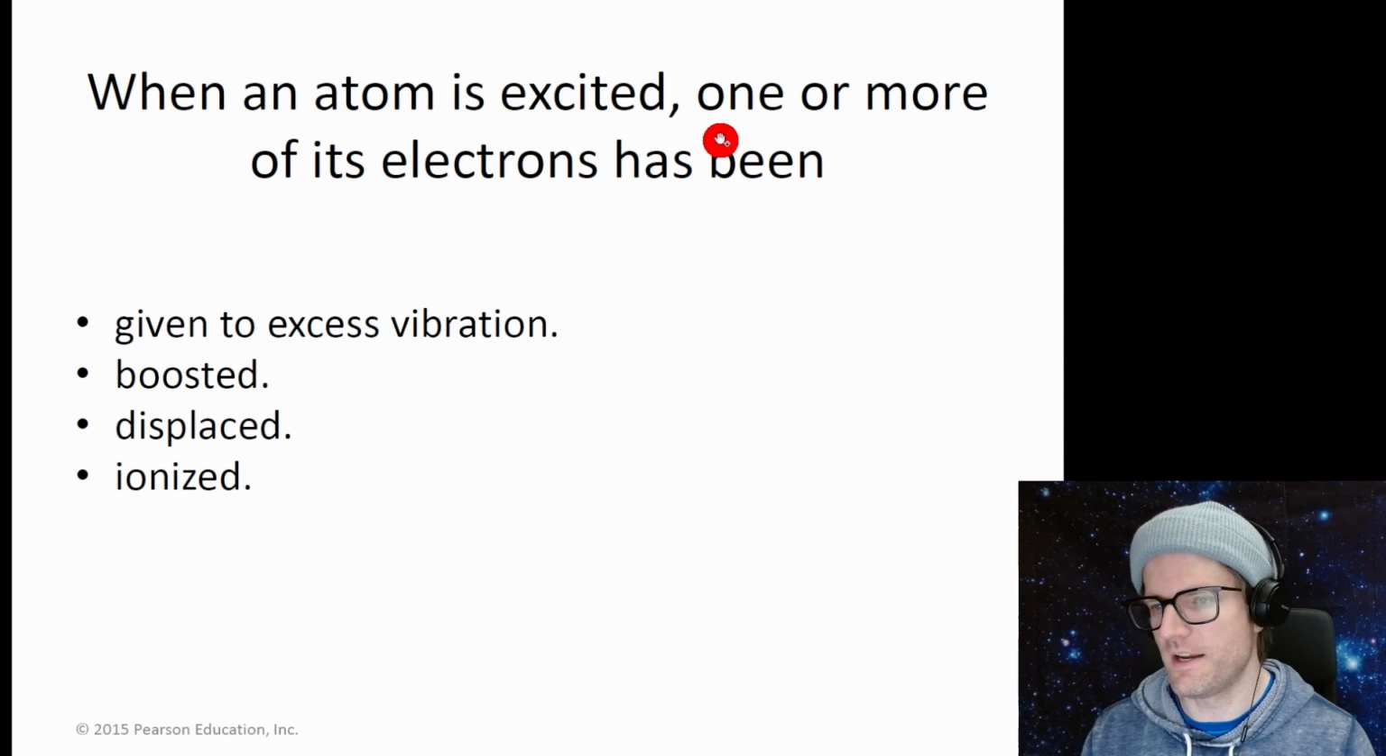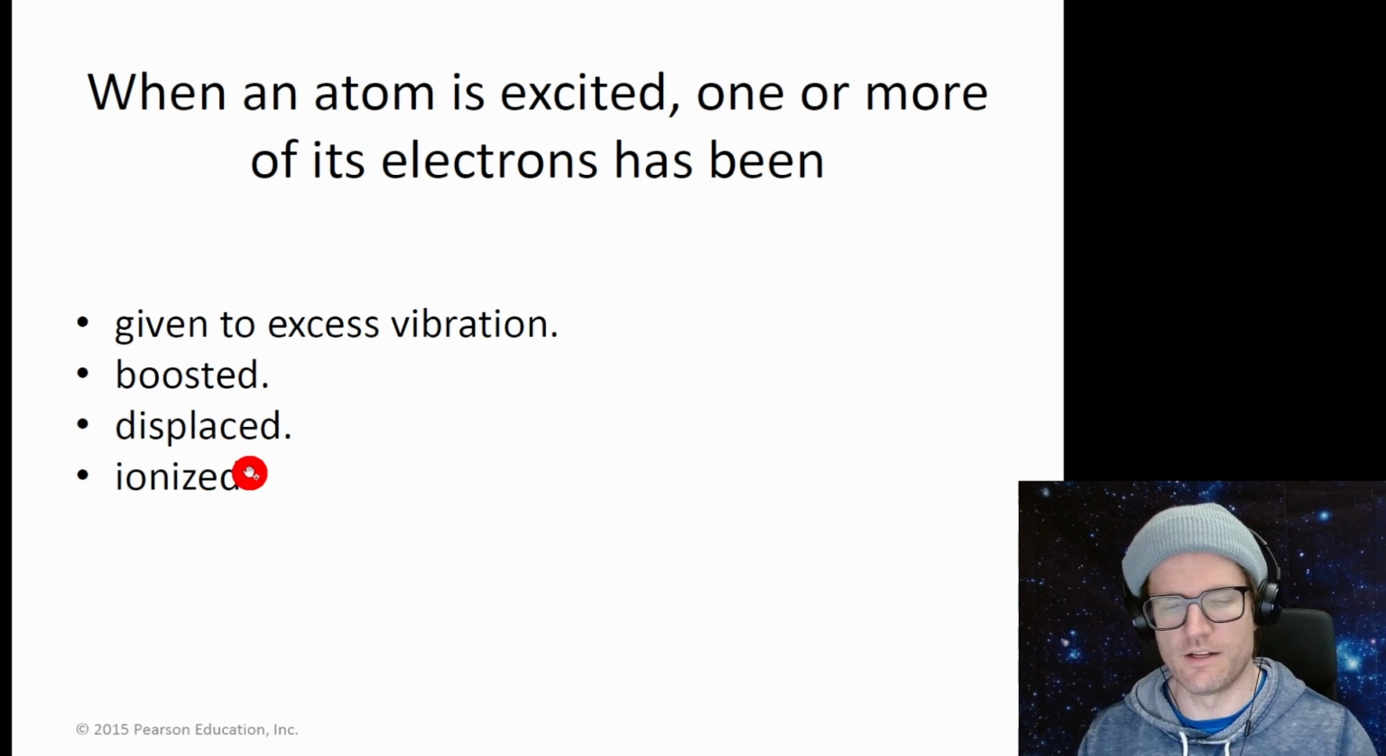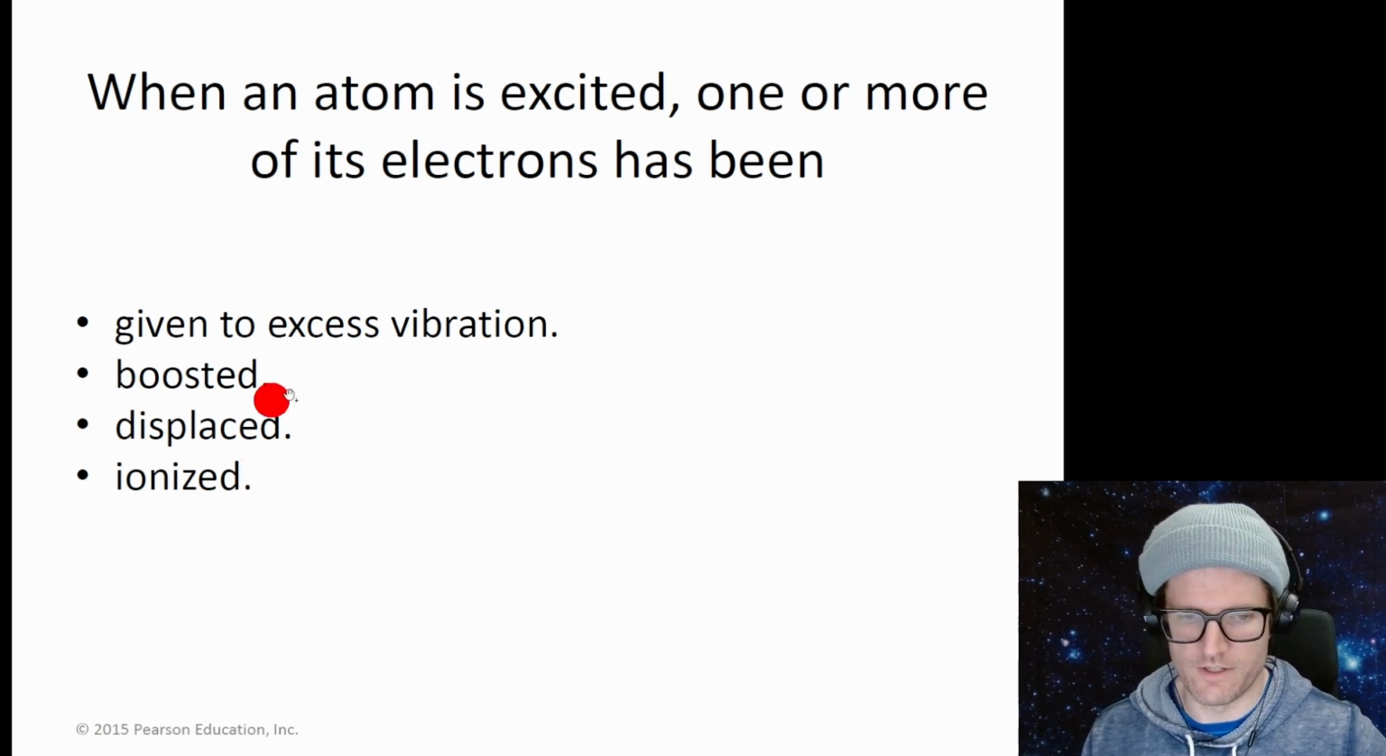When an atom is excited, one or more of its electrons has been given excess vibration? I'm not sure what that means. Boosted, that sounds good. Boosted to a higher energy level. Displaced, probably not. Ionized, that's if an atom lost an electron, so that's not right. So it's boosted.